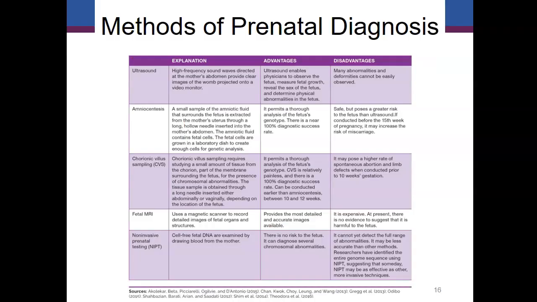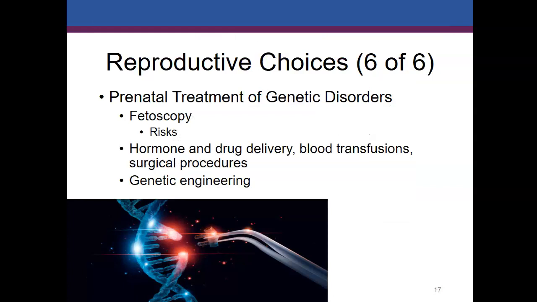Here's Table 2.6 from the book, giving more detail on these methods of prenatal diagnosis. Fetoscopy can evaluate the developing fetus by way of a small camera inserted through the amniotic sac. The risks of this procedure include infection, rupture of the amniotic sac, premature labor, and even fetal death. Other prenatal treatments involve using needles to deliver medications, hormones, or transfusions to the fetus.